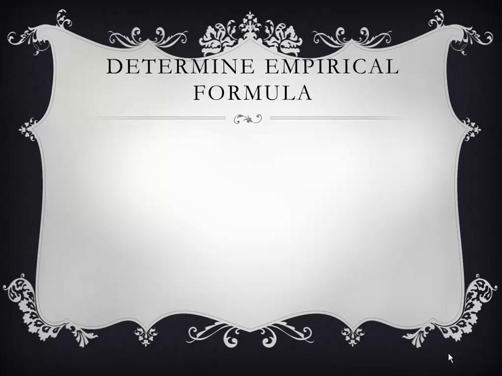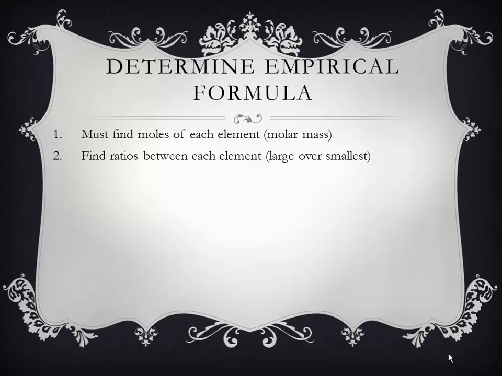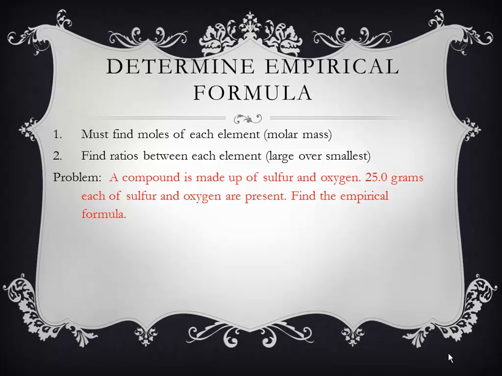Alright, so how do you find the empirical formula? Everything again goes back to moles, so we have to go to moleland. Like everything else, you have to find moles of each element, so you gotta use the molar mass. Then you take the ratio between the elements, so you take the large over the smallest. It's easier than small over large because then you're not working with a decimal.